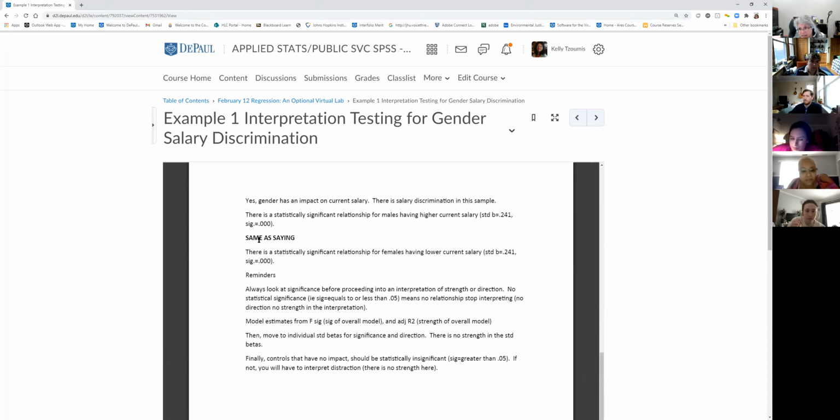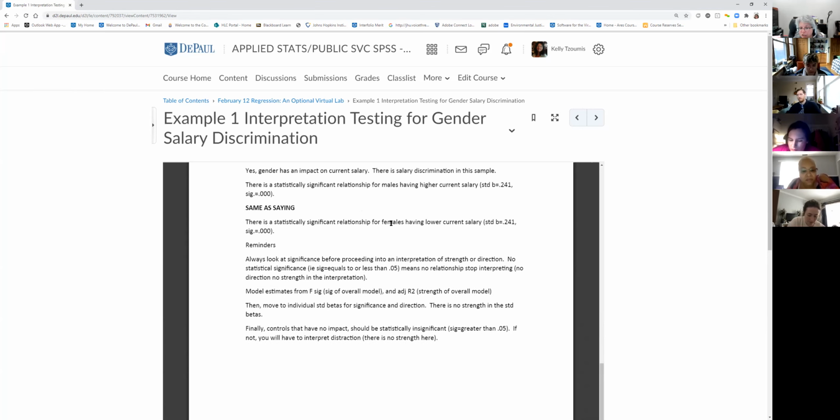Another way of saying this exact same thing: there is a statistical relationship between females having lower current salary. You could have said this either way. They are logically the same sentence.